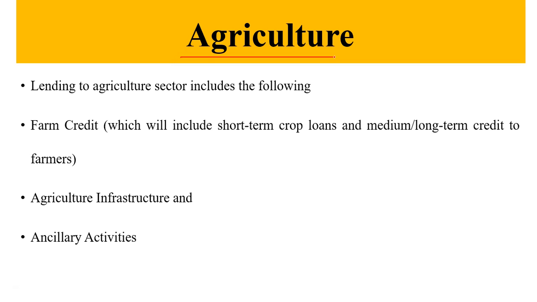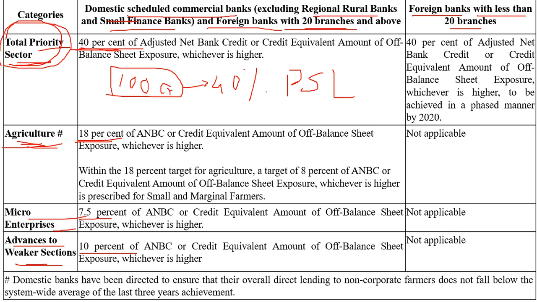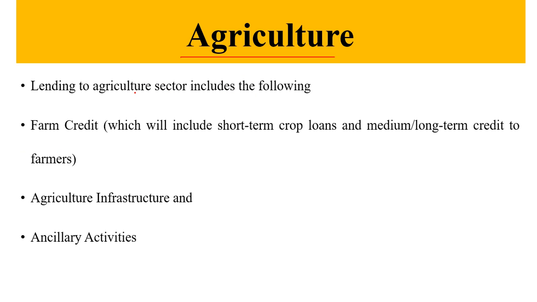Next, first, agriculture. In the chart it is given that 80% of loan, out of this 40%, is to be given to the agriculture sector. Now the agriculture sector, while giving loans to farmers, is divided further into three types. The bank can classify the agriculture sector into three types.